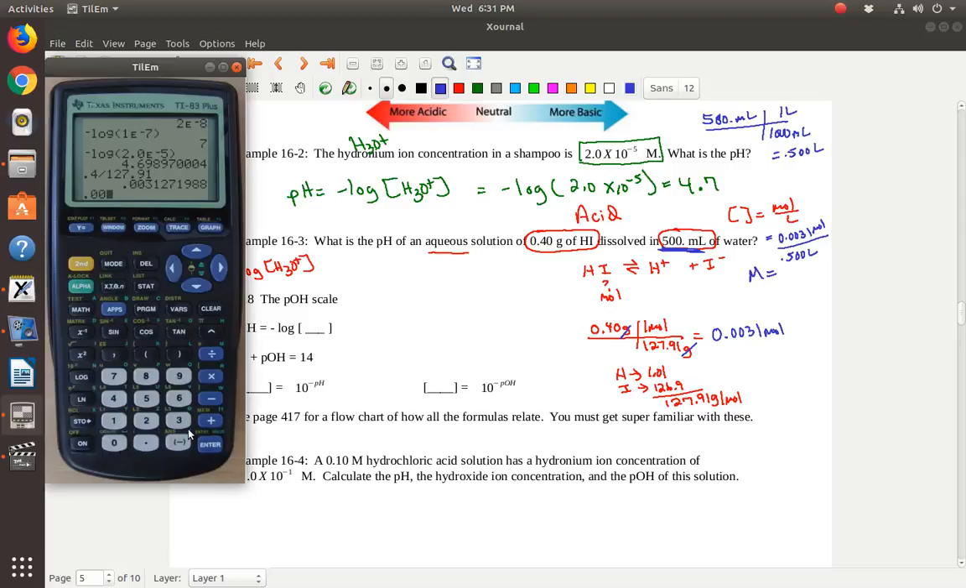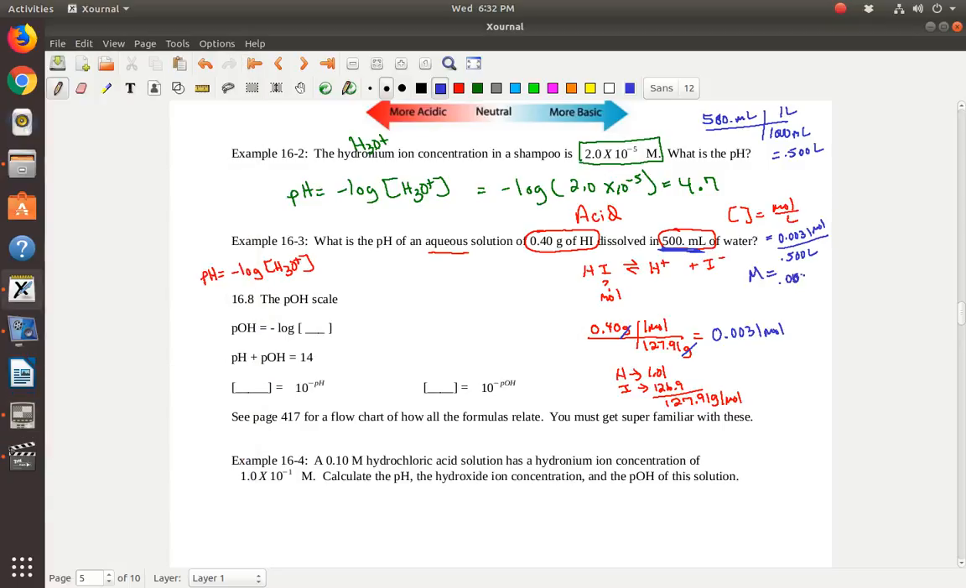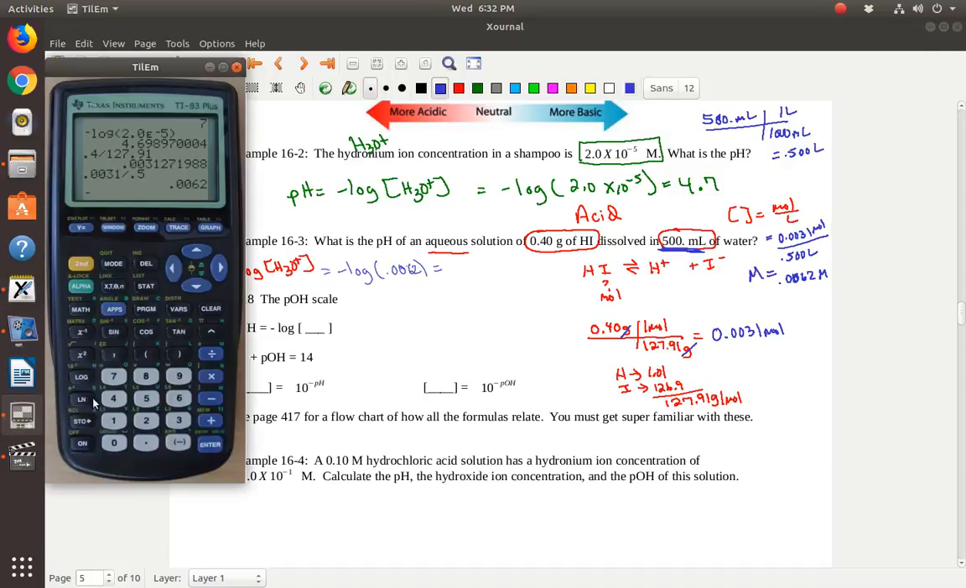0.0031 divided by 0.5. That gives you 0.0062, 0.0062 molar. Okay? So let's put that into the formula. It's the negative logarithm of 0.0062. And that's going to give me the pH of this solution. So negative log of 0.0062, close parentheses, is 2.2. The pH of this solution is 2.2.